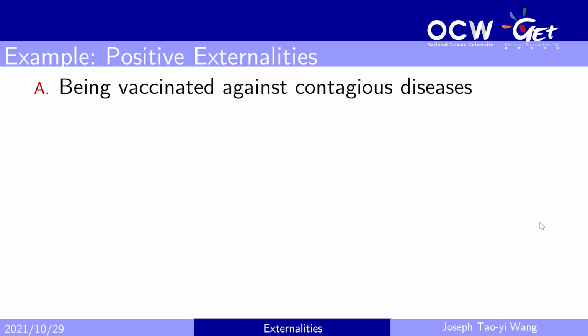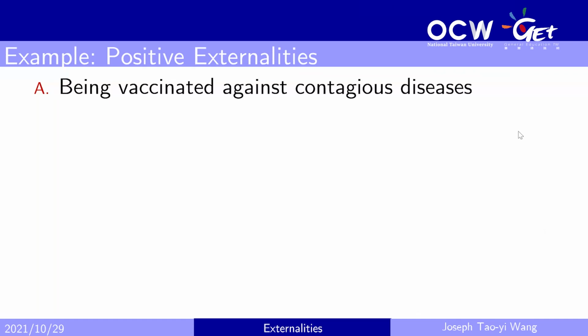So you are not only protecting yourself, you're also protecting people around you. Actually, some people say that you should be vaccinated to protect your family, especially if you have young children or babies in the house because they can't be vaccinated.